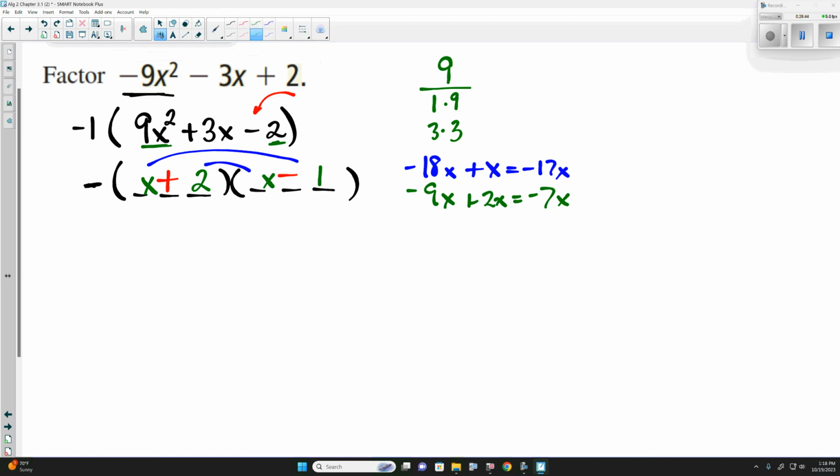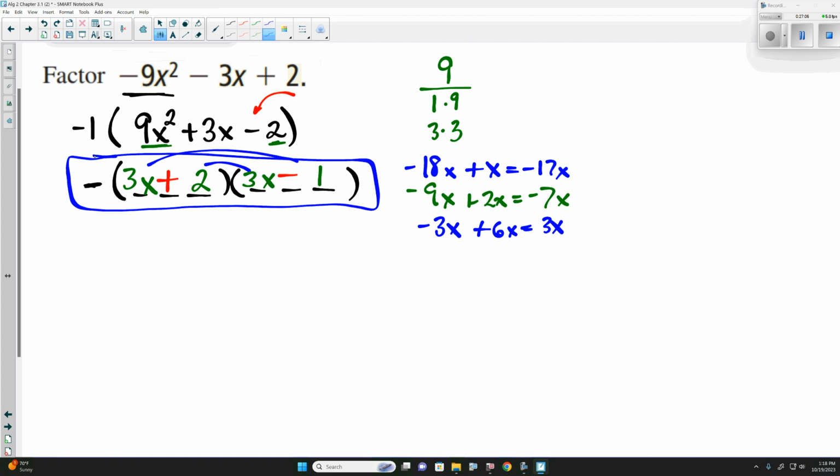Now the next one we can try is 3 and 3. And check this here. 3x times negative 1 is negative 3x. 2 times 3x is plus 6x, which gives us a positive 3x. Is that what we wanted? Yes. And that's it.